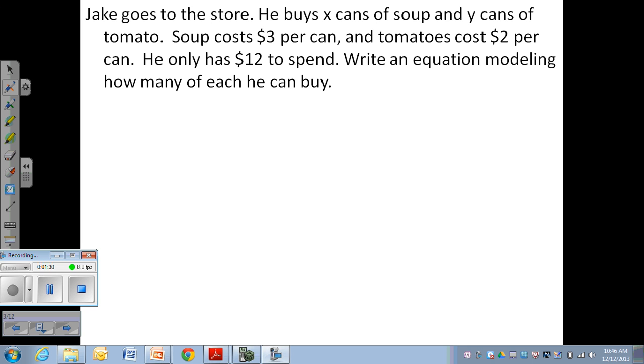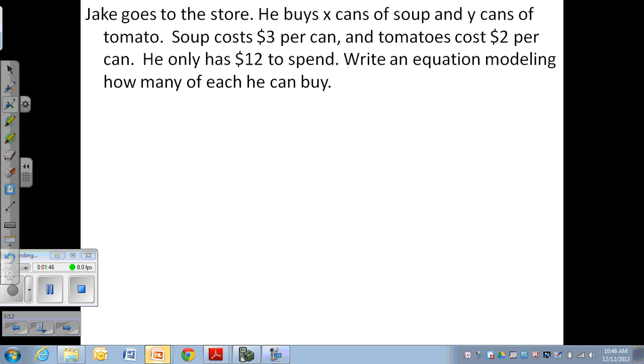Jake goes to the store. He buys X cans of soup and Y cans of tomato. Soup costs $3 per can and the tomato costs $2 per can. He only has $12 to spend. So we're going to write an equation modeling how many of each he can buy.